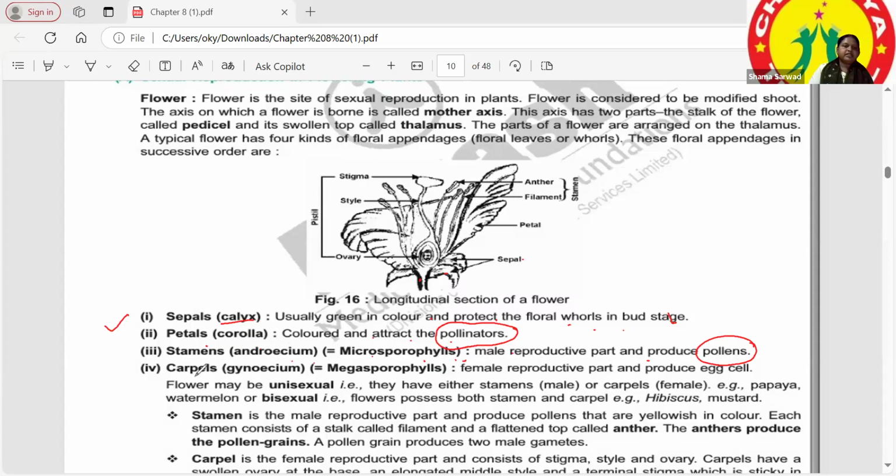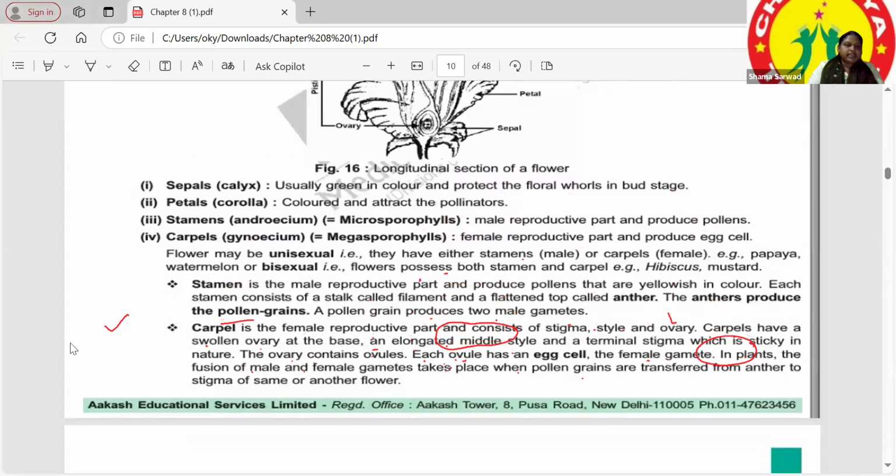Now next is carpels. Carpels are the overall pistil you have seen. A single pistil is a carpel. That is called the gynoecium, megasporophylls. The gynoecium is megasporophylls because it is larger in size as compared to the androecium. It is the female reproductive part and produces the egg cell. What is the function of it? It produces the egg cell.